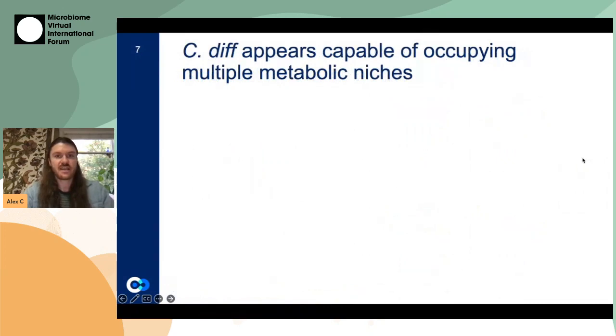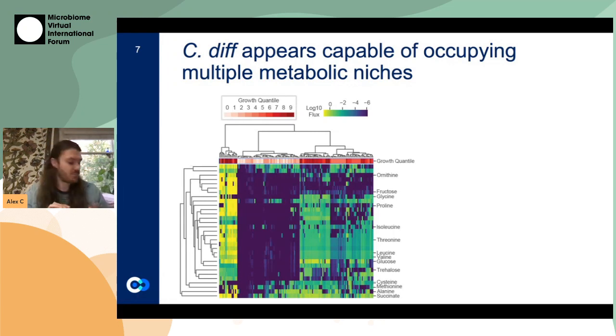To try to better understand the mechanisms that might be underlying the susceptibility of these individuals at different points in time, we further investigated the apparent metabolic strategies of C. diff in silico. To do that, we examined C. diff's specific import fluxes that it was using. And here in this heat map, I'm showing you the C. diff import fluxes across all the samples. Each row is a metabolite flux. Each column is a sample.